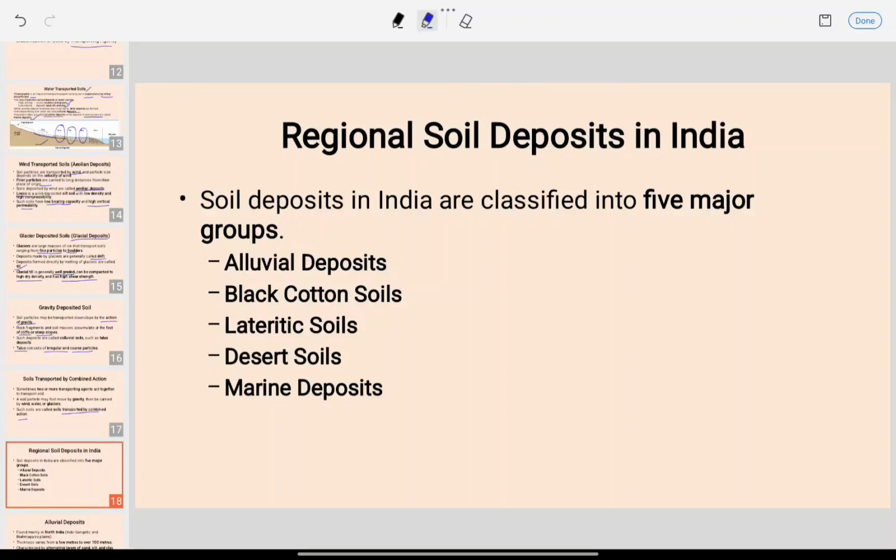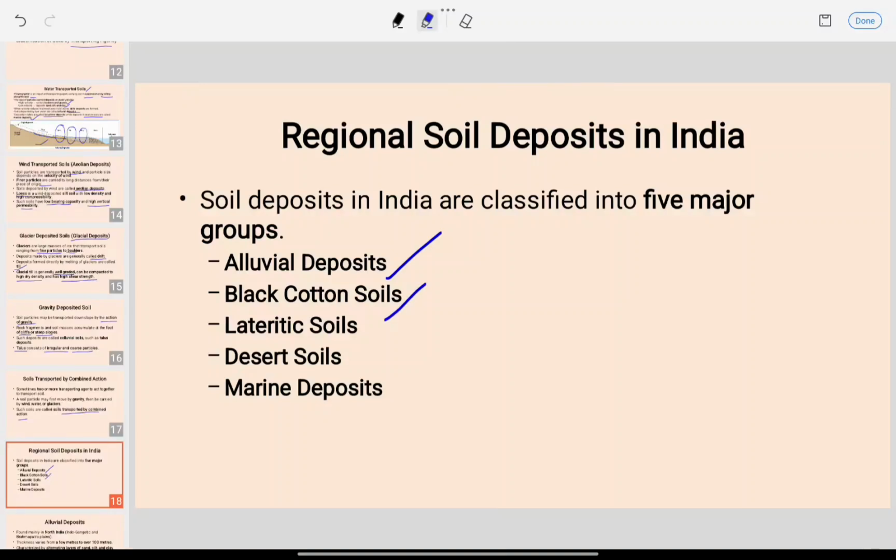After understanding the soil deposits based on various transporting agents, let us now look at regional soil deposits in India. In India, soil deposits are broadly classified into 5 major groups based on their origin, composition, and regional occurrence. The first in this category are alluvial deposits, which are mainly found in river plains and are very important for agriculture and construction purposes. The second one in this category is black cotton soil.